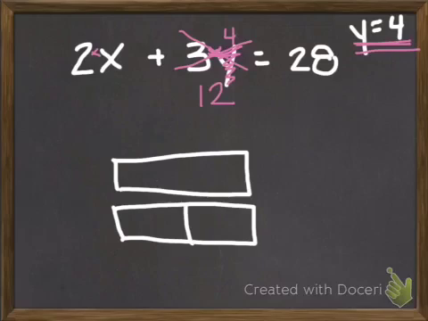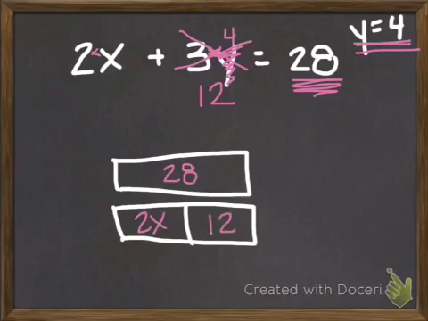Now, in an addition problem, I know that the part that I end up with is the whole. So here the 28 is the whole. So I can put the 28 in the whole. Now, the parts that add up to 28 are 2 times x and 12. So as you can see here, what I'm actually missing is a part that I'm not really sure about. So to find a part, I subtract.